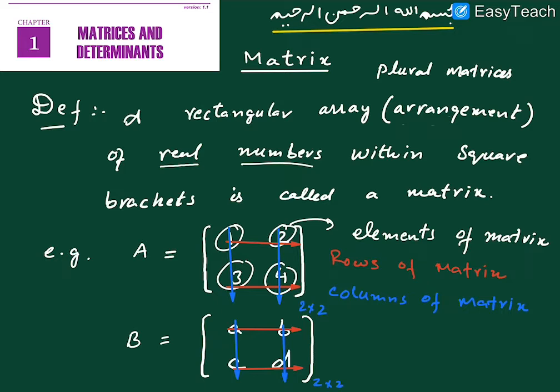It may be different, for example I will write another matrix C whose elements are 1, 2 and 3. So how many rows are there? There is 1 row only. And how many columns are there? 1, 2 and 3. So 3 columns. So the next topic is, what is the order of a matrix? Number of rows times number of columns is called the order of a matrix.